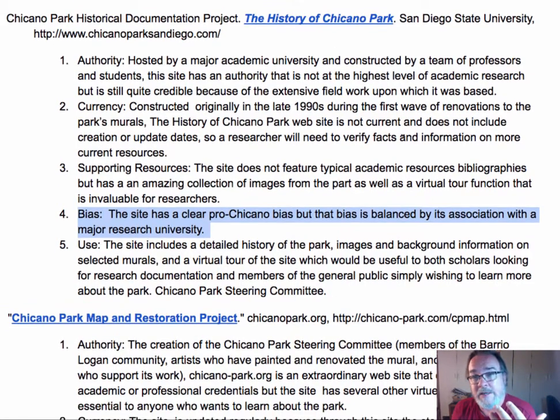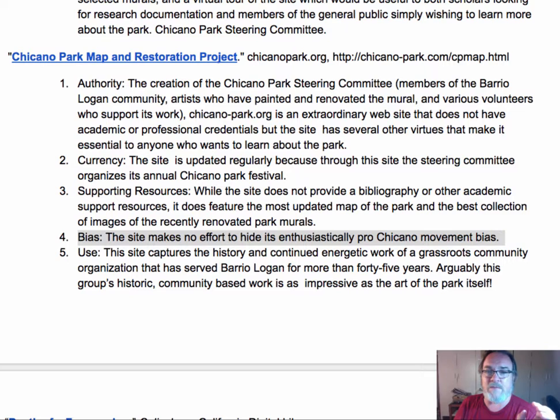Here's another site that has a pro-Chicano bias, but again, contextualized in some ways by its situation in a research university. So that we're not just getting random opinionated observations, we're getting really carefully organized field work and resources that can help people with any perspective on the park interpret or understand it. So in that sense, this resource does some better work in terms of the bias front.